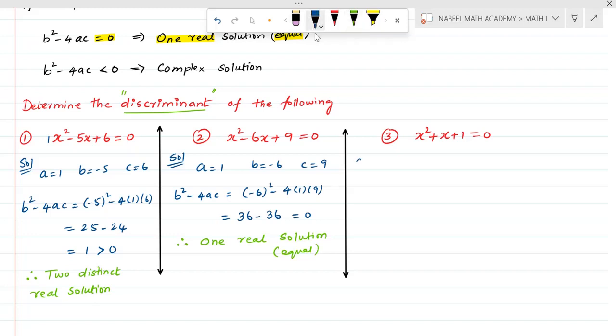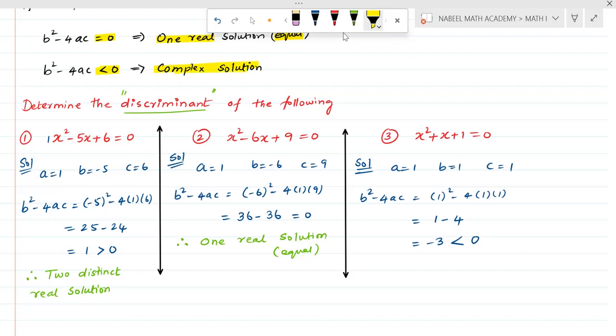Let us try with the third one. Here a is equal to 1, b is equal to 1, c is equal to 1. So I have to try b square minus 4ac. b square is 1 square minus 4 into 1 into 1, which in turn implies 1 minus 4, which is equal to minus 3, which is less than 0. If it is less than 0, what is your solution? Here it is a complex solution. You will get a complex i in the solution. So without solving this one, we can say whether it is one solution, two solutions, or complex solutions. So it is a complex solution for this one.